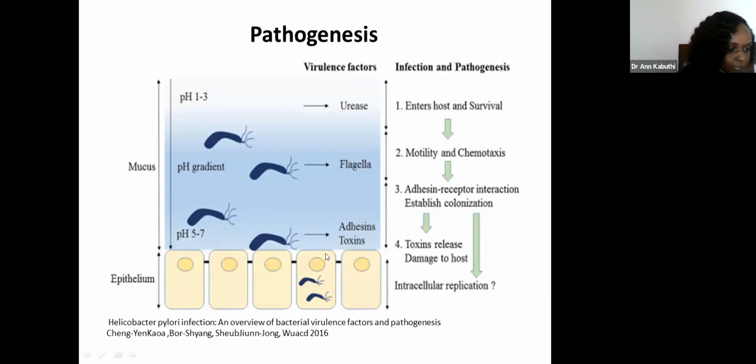And thereafter, upon adhering to this epithelium, it will produce toxins that damage the host. These toxins include cytotoxin-associated gene A, which is commonly known as the CagA toxin, and also the VacA toxin, which is a vacuolating cytotoxin. And this damages host tissues, leading to chronic inflammation.